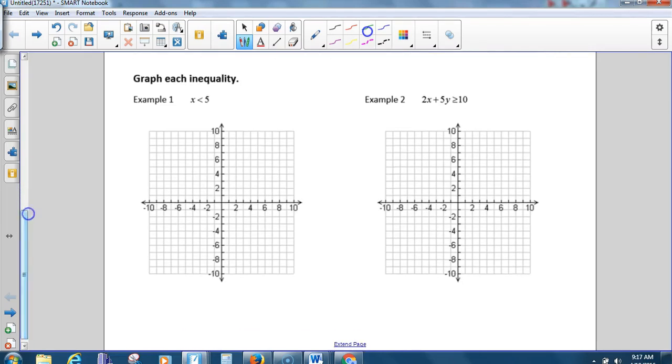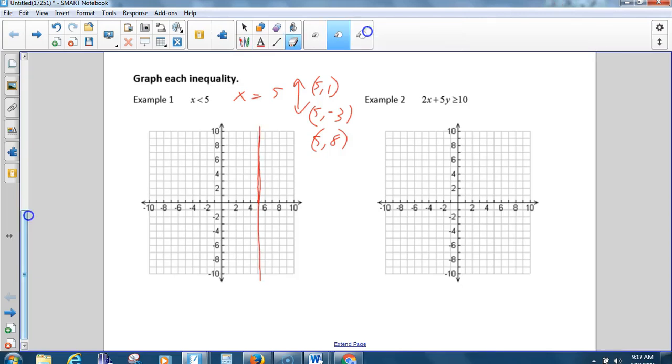Okay, so graph each inequality. First off, think about the line x equals 5. That is a vertical line because x is always 5. You know, 5, 1; 5, negative 3; 5, 8. X is 5. Y is changing. So some of you might go, oh, well, that's easy. Go to 5 and just draw a line. But remember, you would be wrong. You'd be close, but you'd be wrong because it's a dotted line.